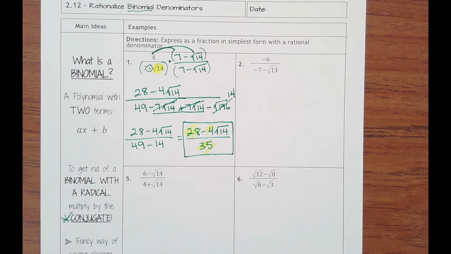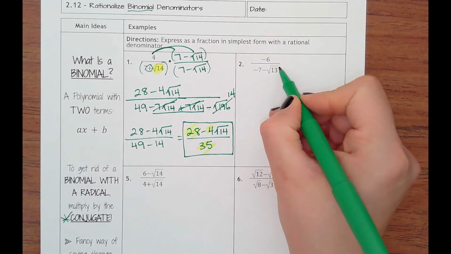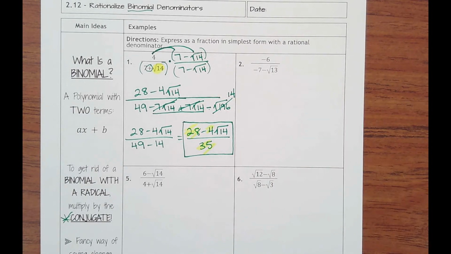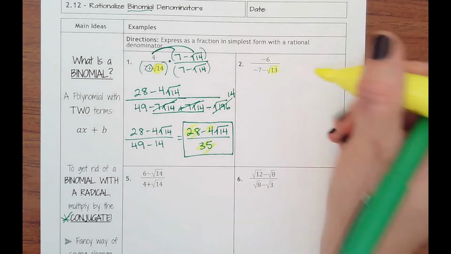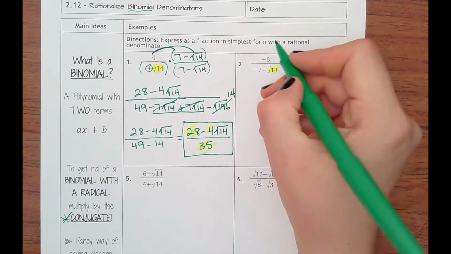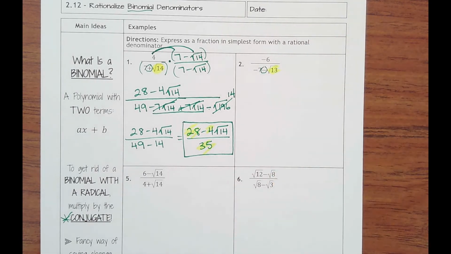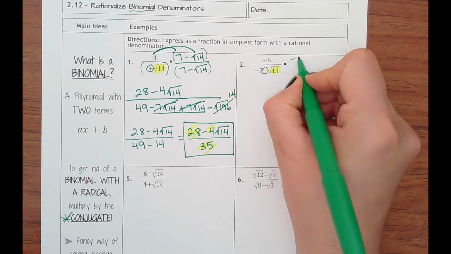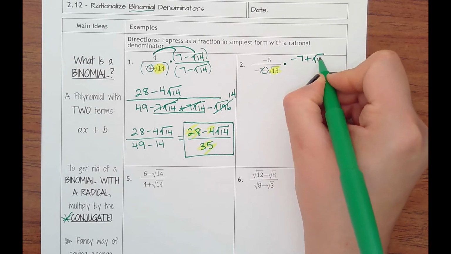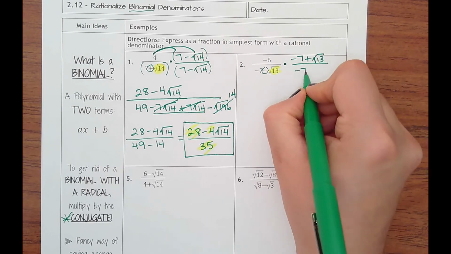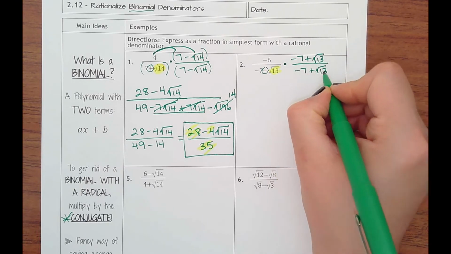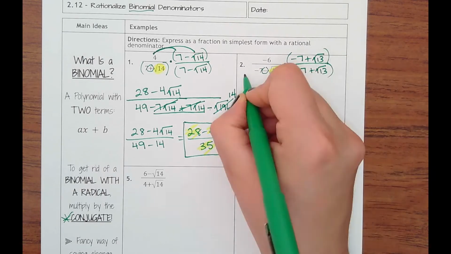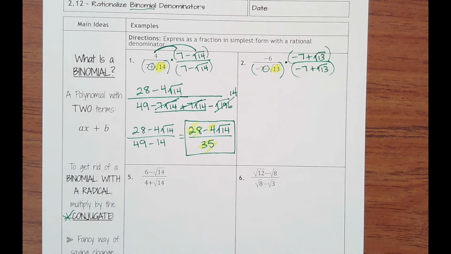All right, number 2. See how we have this radical in the denominator. To get rid of it, we're going to multiply by the conjugate, which means change this middle sign. Doesn't mean to change the negative in front of the 7. So we'll take this times negative 7 plus square root of 13 over negative 7 plus square root of 13. Put parentheses around all your binomials.